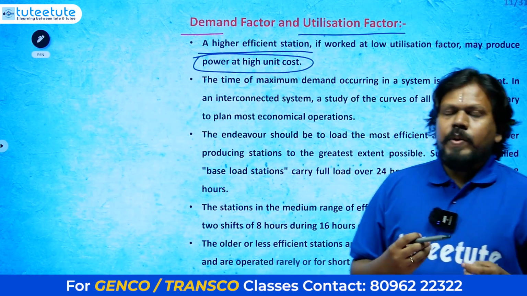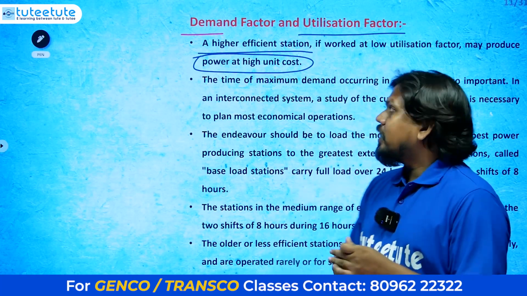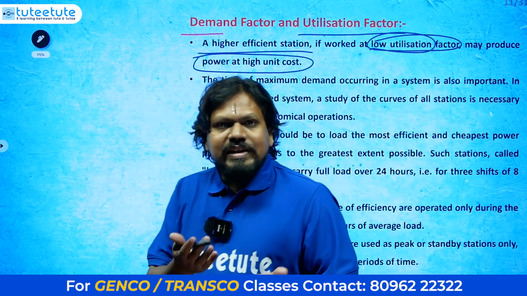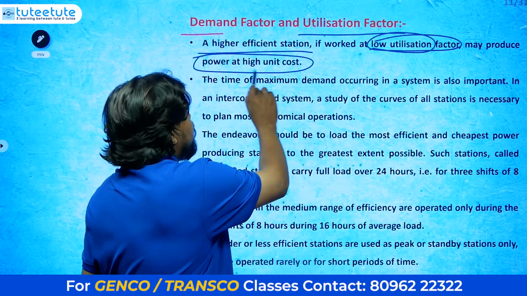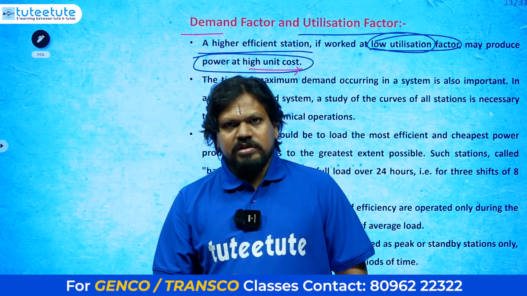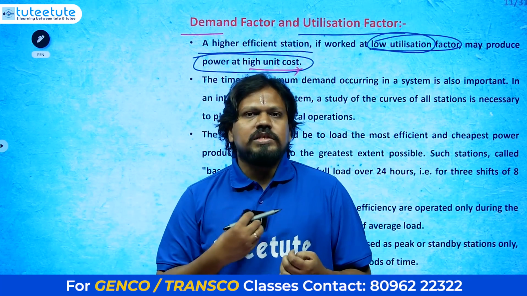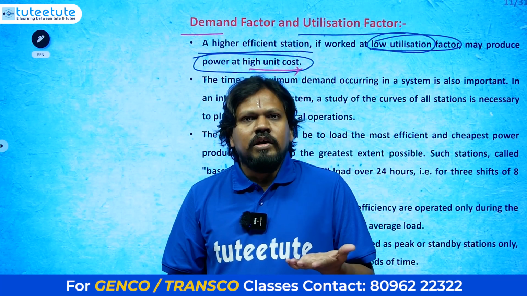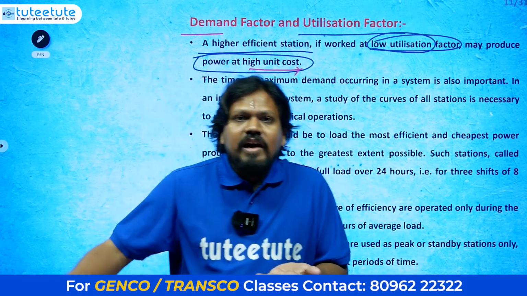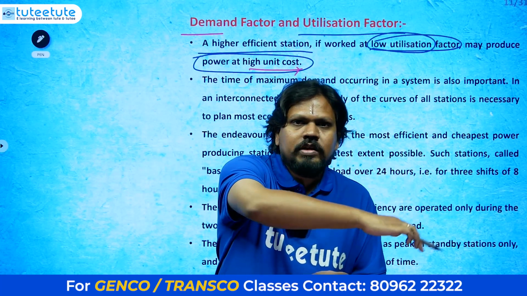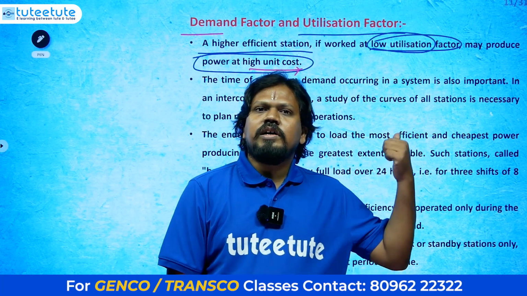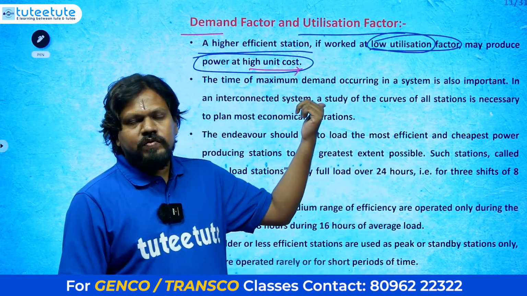The efficiency of a certain power plant is high, but if you operate it at very low utilization, that means you are not utilizing that plant properly, then the unit cost will be high. For example, in the entire system, if one person is working properly and his efficiency is very high, but you are not utilizing him properly, whose fault is it? All that work has to be distributed between other generators.